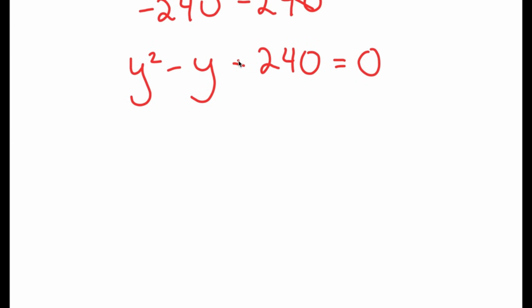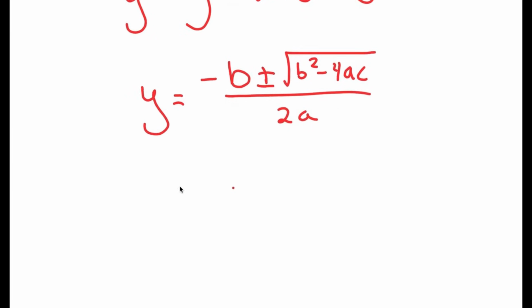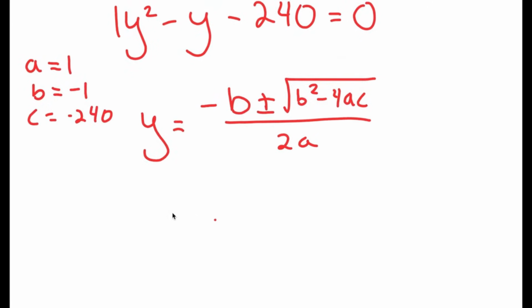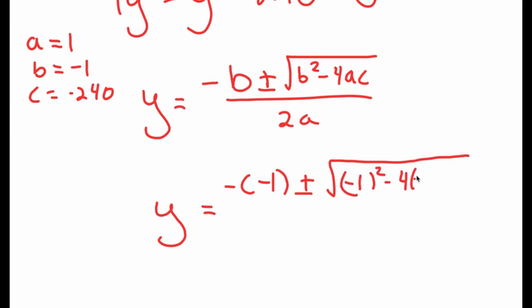And to find the solutions of this quadratic equation, I can use the quadratic formula. If you didn't already know, the quadratic formula is negative b plus or minus the square root of b squared minus 4ac all over 2a. So in this case, a is 1, b is negative 1, and c is negative 240. So I get y is equal to negative of negative 1 plus or minus the square root of negative 1 squared minus 4 times 1 times negative 240 all over 2a, so 2 times 1.